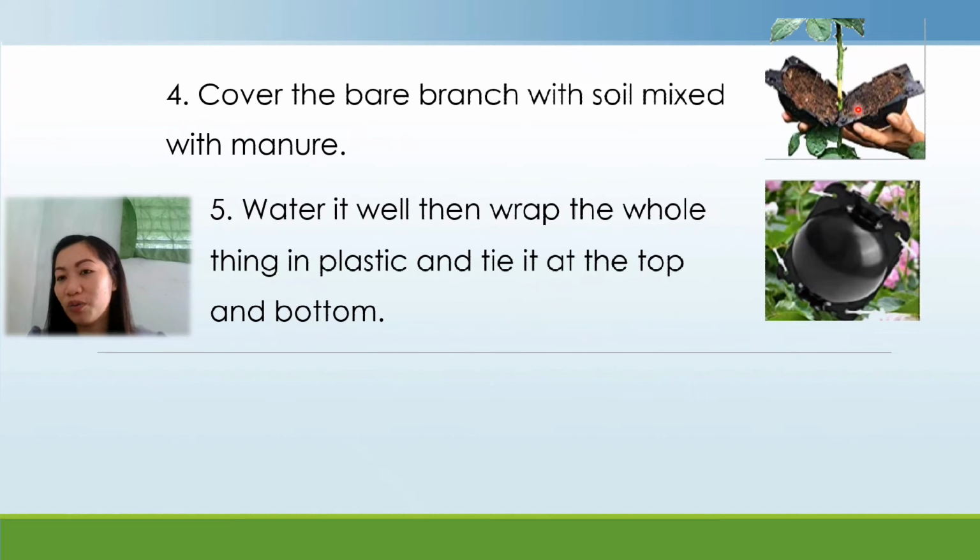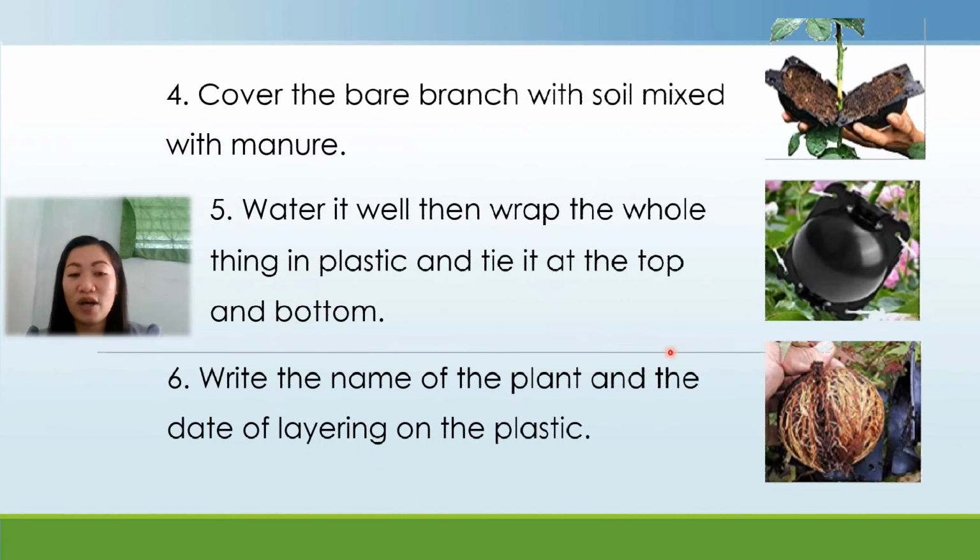After doing this, you have to cover it. You have to seal it. And then the last is you have to write the name of the plant and the date of layering on the plastic, so that you can still remember what date you are going to remove the plastic.